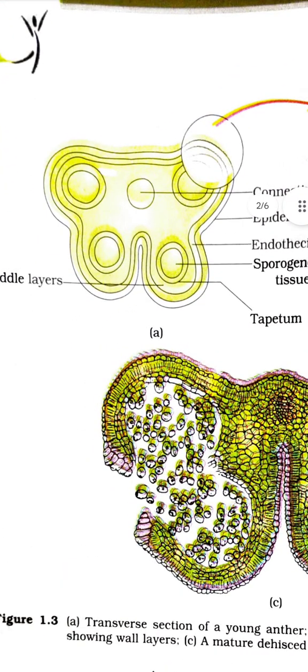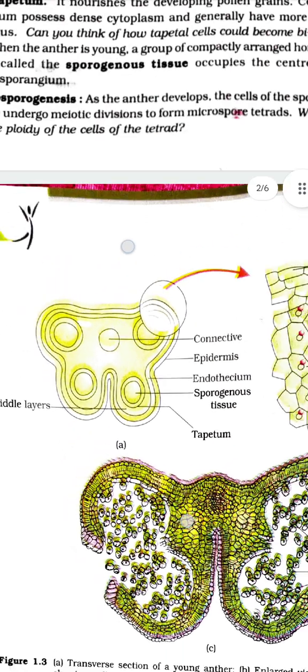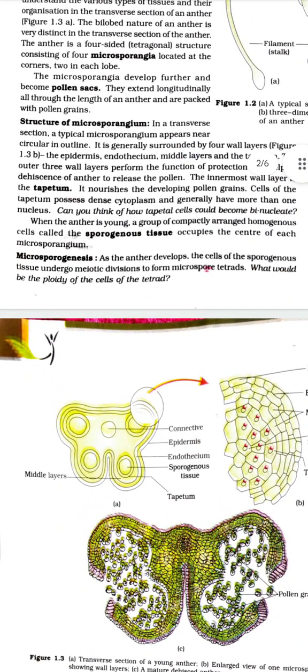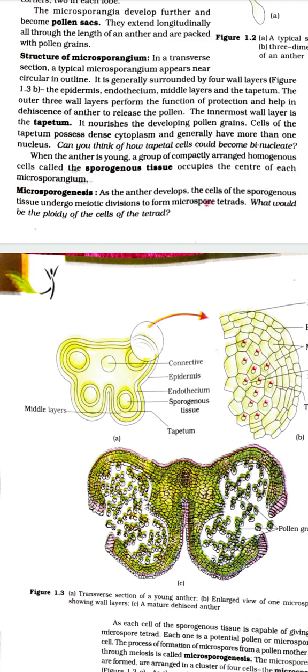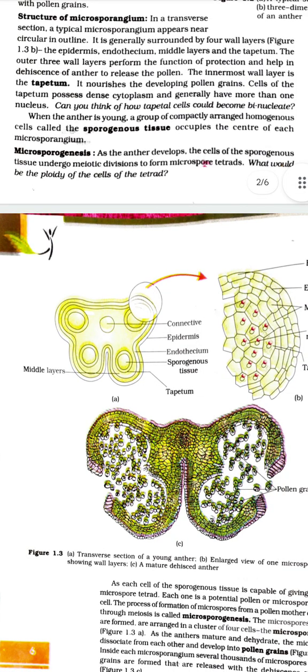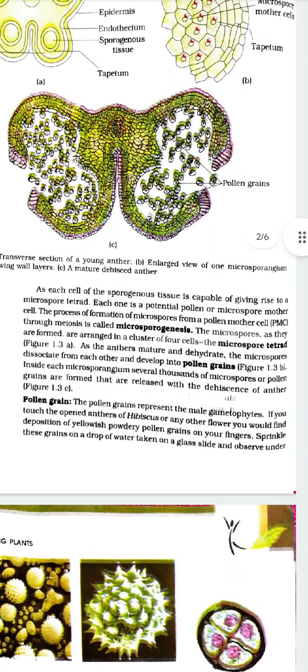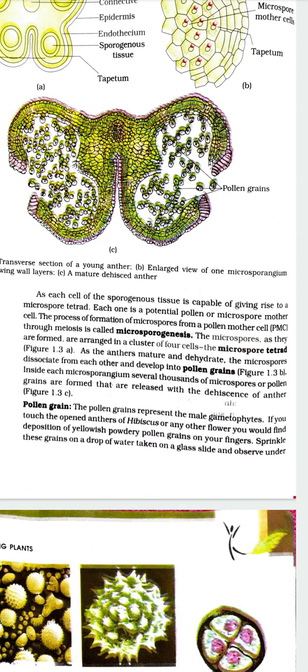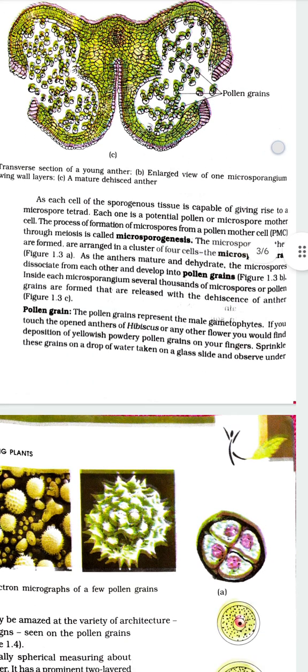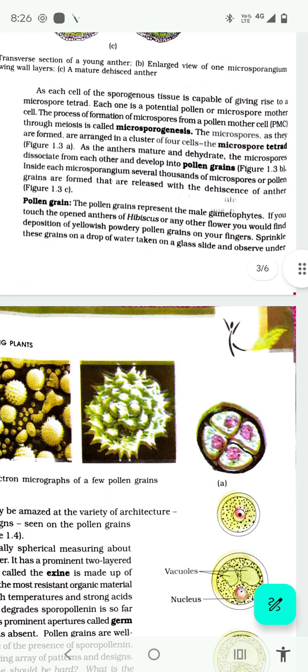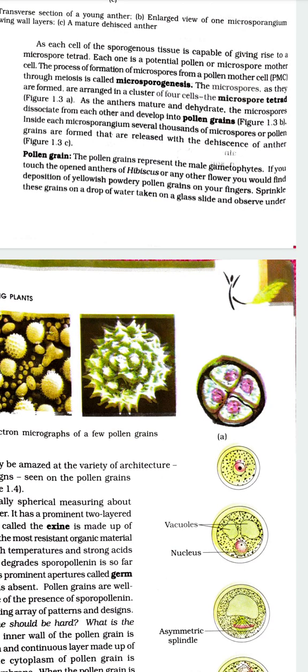Here you can see the more magnified diagram of the sporogenous tissue. So what is microsporogenesis? As the anther develops, the cells of the sporogenous tissue undergo meiotic divisions to form microspore tetrads. The ultimate product is the pollen grain. Now what happens as the anthers mature and dehydrate? The microspores dissociate from each other and develop into pollen grains.